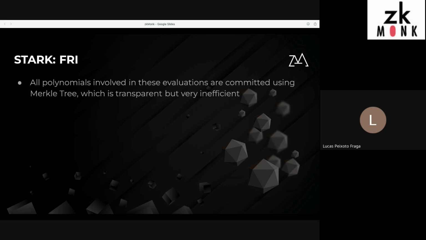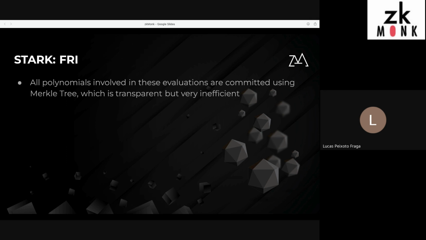To make this protocol transparent, Stark uses Merkle trees instead of KZG. And the good thing about Merkle trees is that they are transparent, right? We don't need to create any secret value to create a Merkle tree. We just need a hash function, one that is public and that everyone trusts, so we don't have a trust issue here. Anyone can compose a Merkle tree and can compose a Merkle tree of any size. So besides being transparent, it's also scalable.